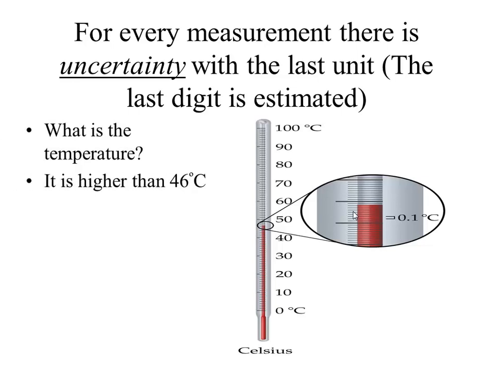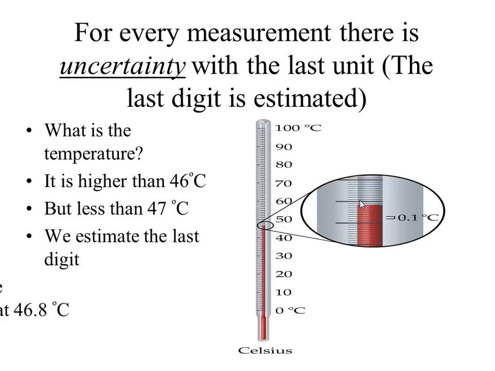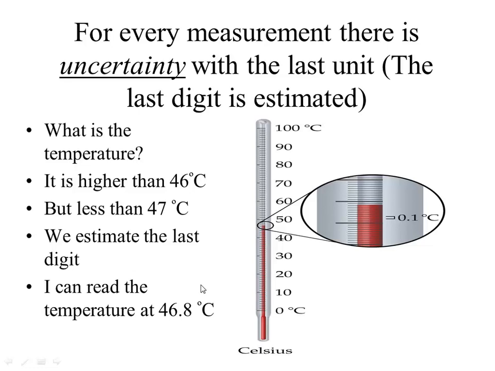So the temperature we can read is higher than 46. This is our 46 right here. It's less than 47, right? We know that. We're going to estimate the last digit. We can read it to 46.8. So this is 46, and that's 0.8, that little graduation. It's actually pretty easy to see up on the board. Can you see that okay? So that can be measured to this spot. I messed up, and that should have said 46.80, and you'll see why in a second. I'll change that.